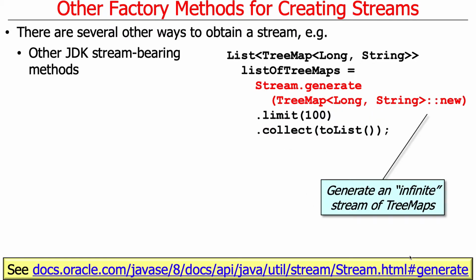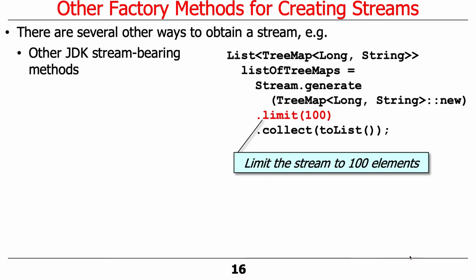Okay, and then I think this might be one of the last examples here. There's also a method called generate, which will just keep creating new objects based on the method reference or lambda expression you pass in here. What this particular example is going to do is generate an initial infinite stream of tree maps. So we're going to make a bunch of tree maps, and then we're going to limit it to the first 100 tree maps. Why the heck do you want to do this?